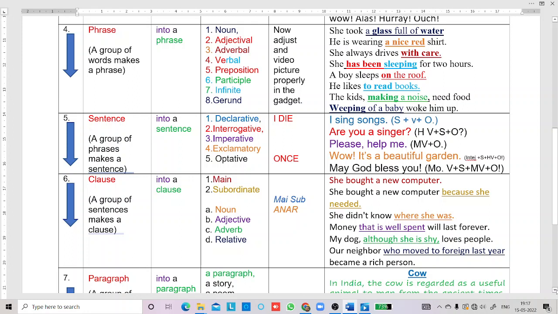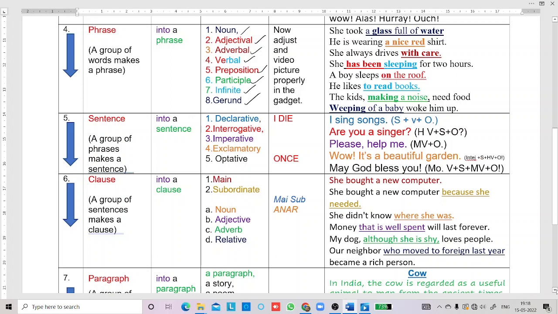Now phrases are of different types. They are noun phrase, adjectival, adverbial, verbal, prepositional, participle, infinitive, gerund. All these are different types of phrases, and I have made the material ready for these also. Soon I will be preparing videos for them.